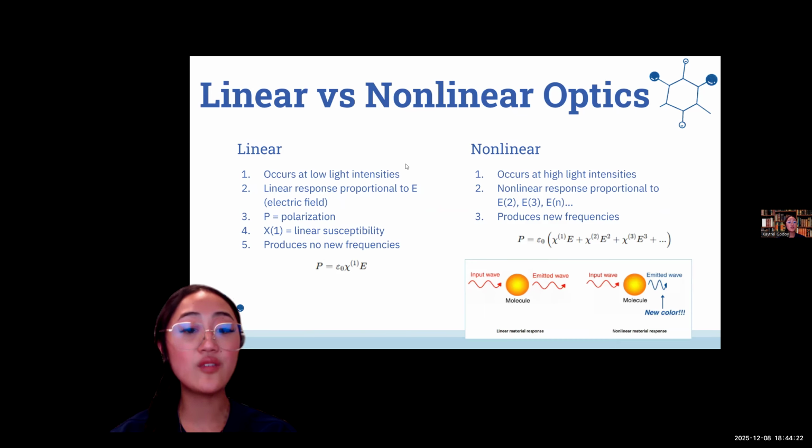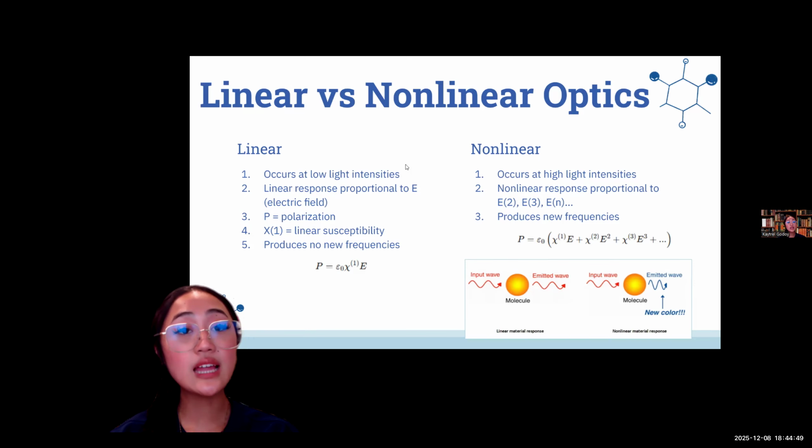This is another key difference. It satisfies a principle called the principle of superposition. What does that mean? That is just that the total response to multiple waves is the sum of the individual responses. In linear optics, there is no creation of new frequencies, another key distinction. And what does that look like? The light passing through retains its original frequency.